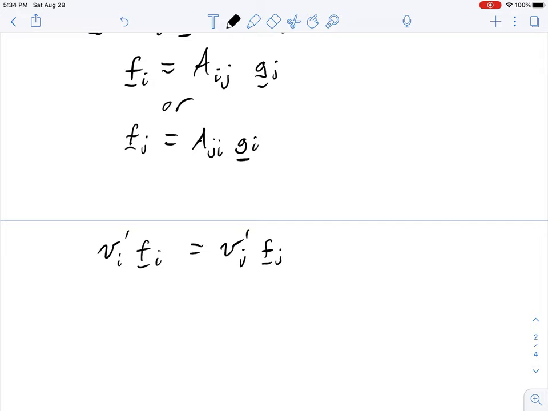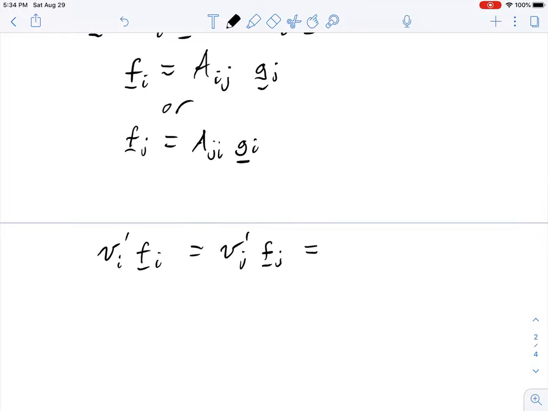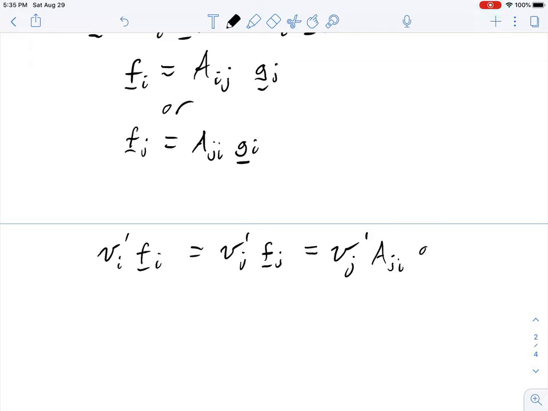If you actually write how to construct Fj from A and G, rather than how to construct Fi and then try to switch the indices in your head, it's easy to forget to flip them in a term or something, is all. So that's equal to Vj prime. Well, Fj is A J I, G I.